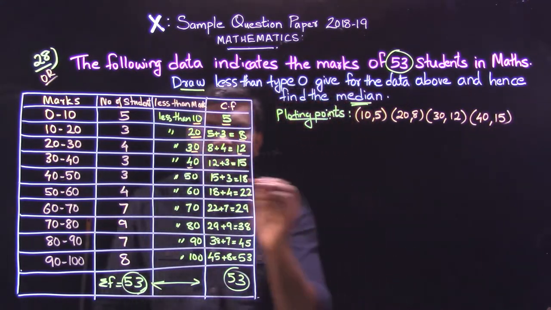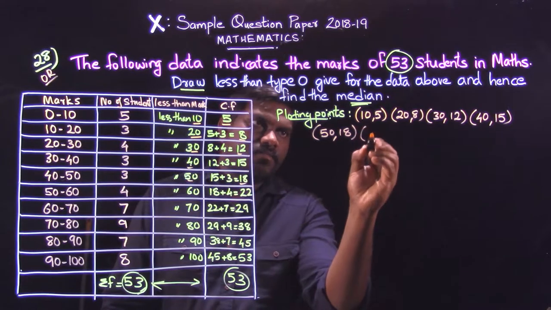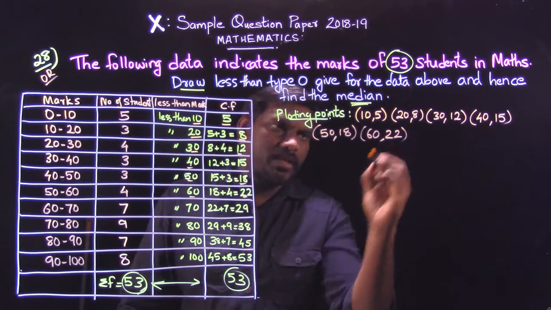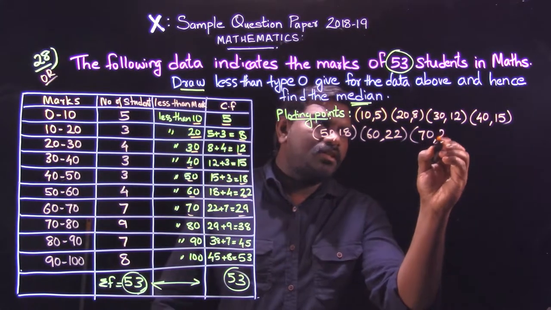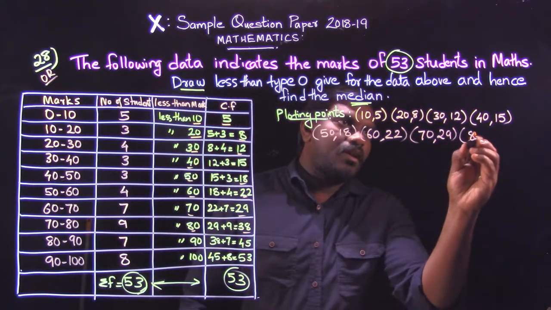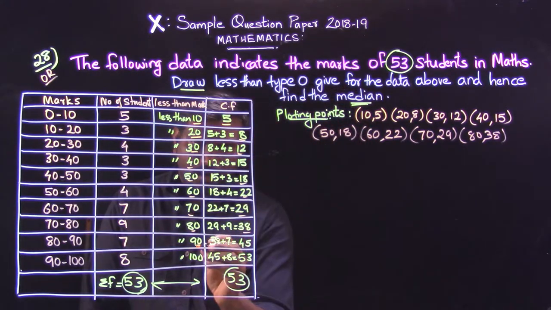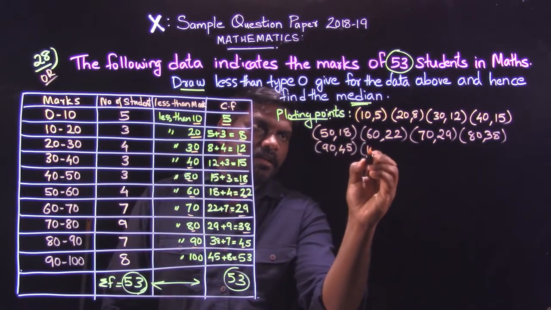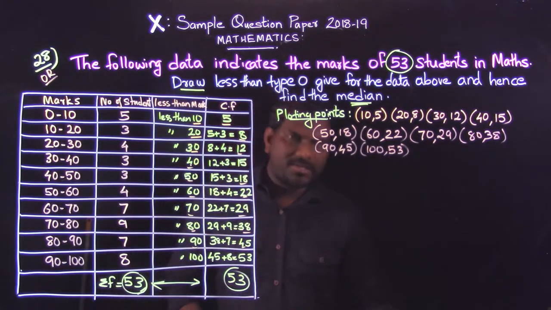40 and 15, then 50 and 18, 60 and 22, then 70 with 29, 80 with 38, then what else is left now? 90 with 45 and 100 with 53. So this is what my plotting points are.